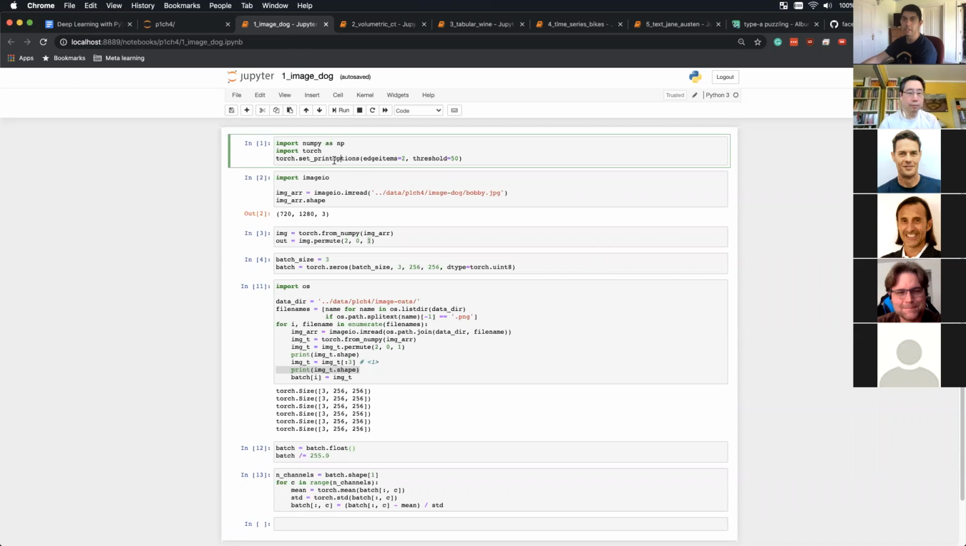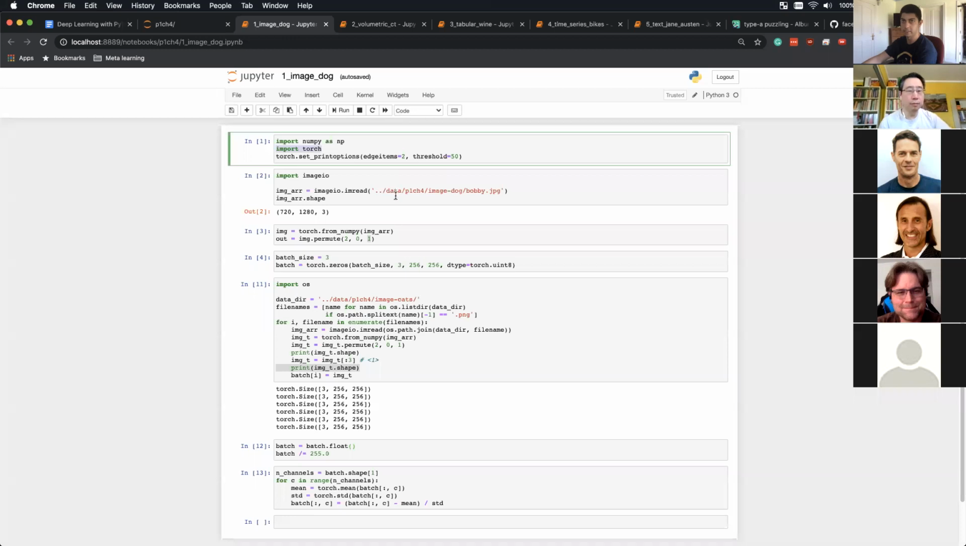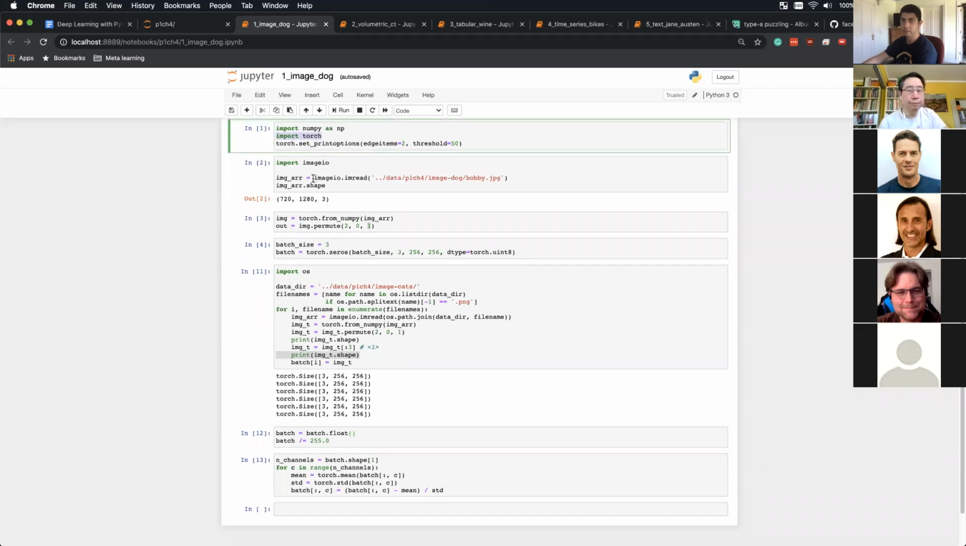So we can take a look at the code. They imported NumPy, they imported PyTorch. That's all pretty standard. They loaded in the image with the image IO imread, and then they gave the path. And then we can see that the original format is 720 by 1280 by 3. So we assume this is probably height, width, channels.